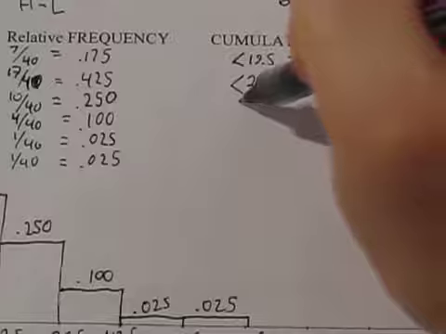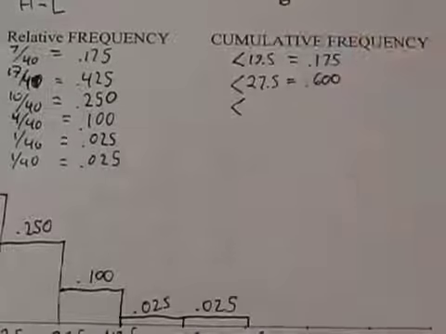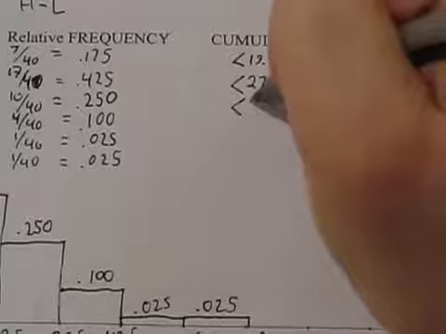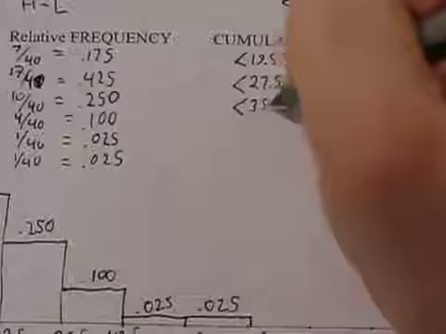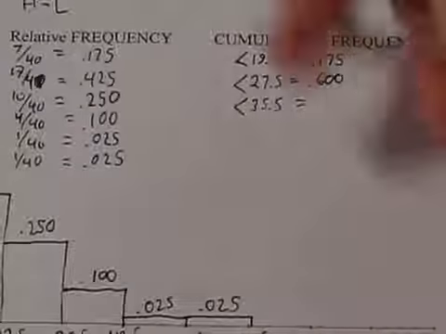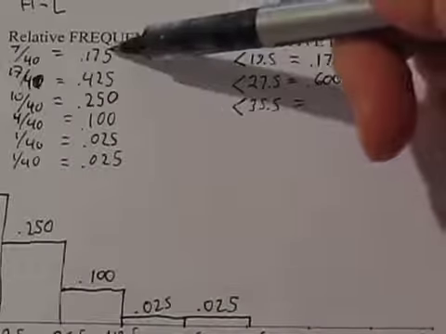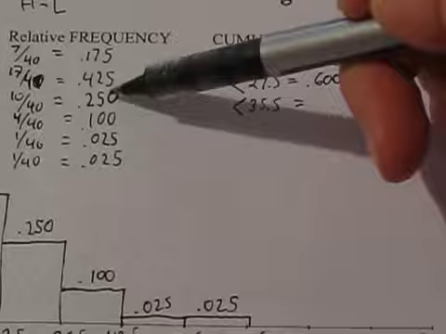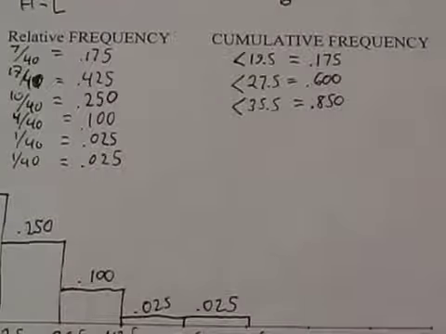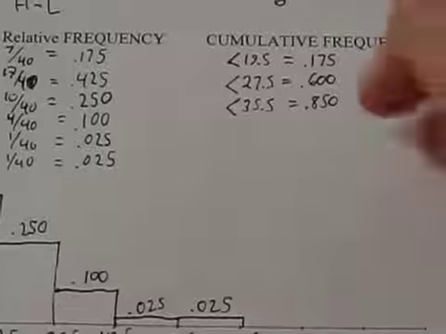Now, what percentage of this data had less than 35.5 grams of protein? We would add these three numbers together, 1, 2, 3. If we add those together, it turns out to be about 85%, or 850 thousandths.